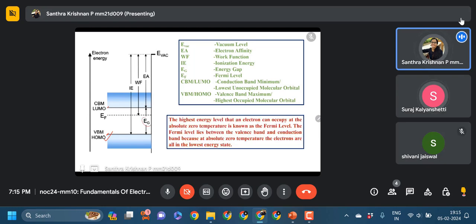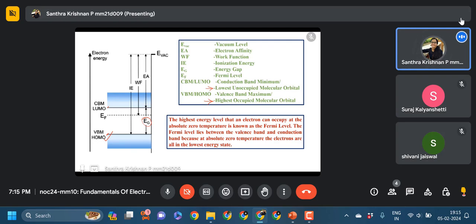The difference between these two is known as the energy gap, that is your EG. What did you allude to, HOMO? Just tell me the full form. Highest occupied molecular orbital. This one. And LUMO is lowest unoccupied molecular orbital. Okay, got it. These two terms we'll usually use only in case of nanomaterials, or where the number of energy levels are very scattered, very less.